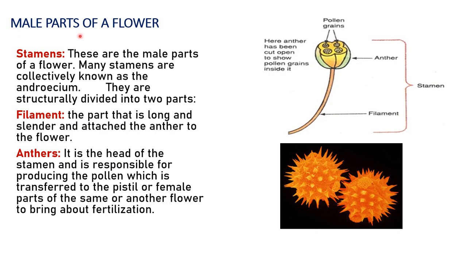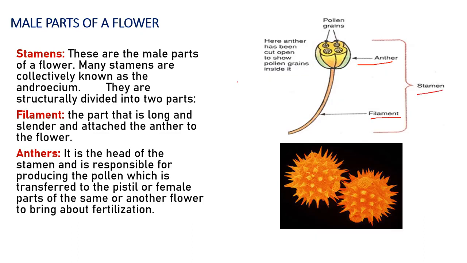Now coming to the male parts of the flower, as I've already discussed, let us deal with them in detail, right? The stamens are the male parts of the flower. Stamens are collectively known as androecium. They are structurally divided into two parts. I'll show you how they are divided. This is the anther over here and the filament. So this whole, anther and filament together, is known as the stamen.